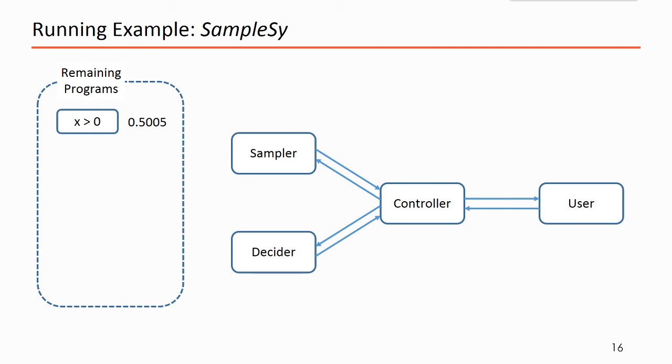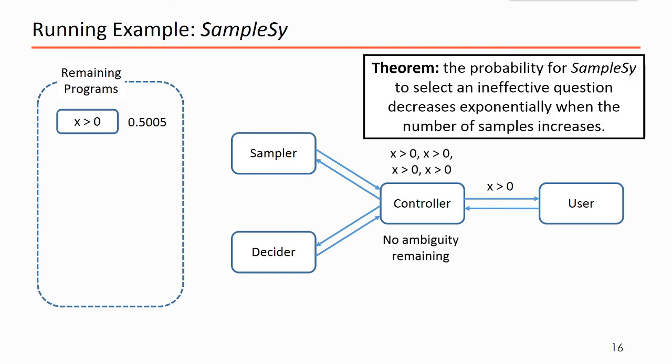In the second round, the controller still requires samples from the sampler and the verification result from the decider. At this time, the verification result shows that there is no ambiguity remaining, so the controller directly returns the sample x greater than 0 as the answer. We proved that Samplesy is an effective approximation to Minimax branch strategy. The probability for Samplesy to select an ineffective question decreases exponentially when the number of samples increases.